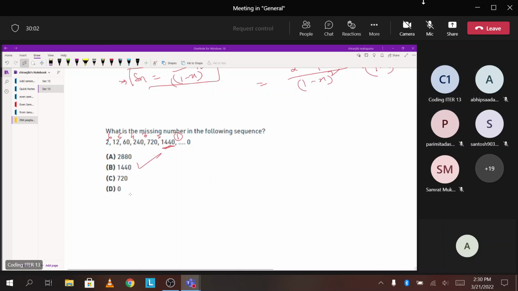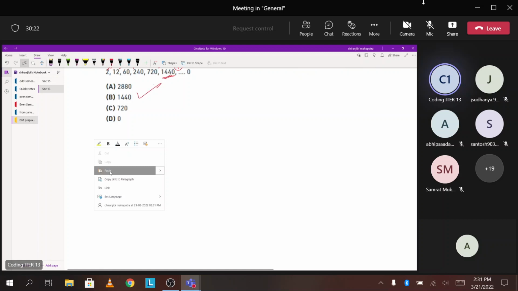Then okay, consider this one. Anyone can find out the answer of this? How to find out, what is the procedure? Anybody know?